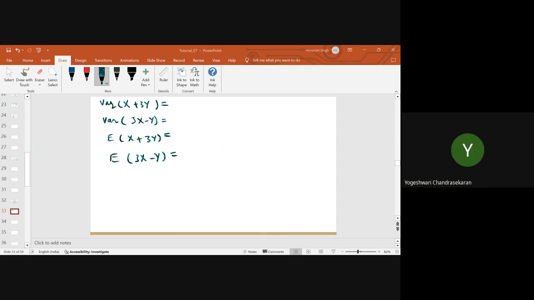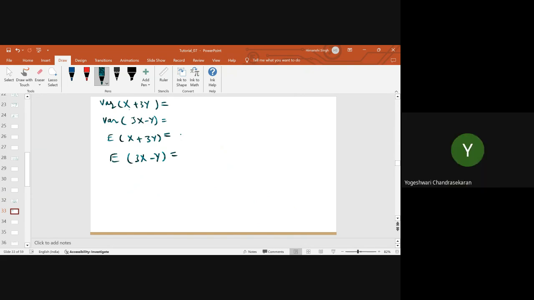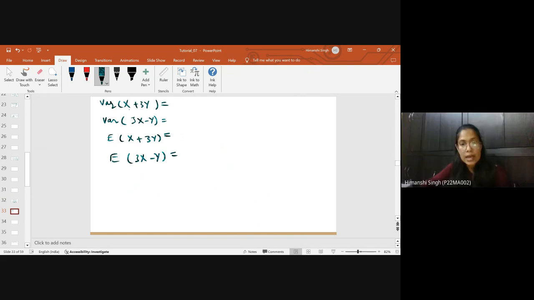By linearity property. So it will be expected value of x plus 3 times expected value of y, because expectation is linear. So I will just take it inside. So it will be this.